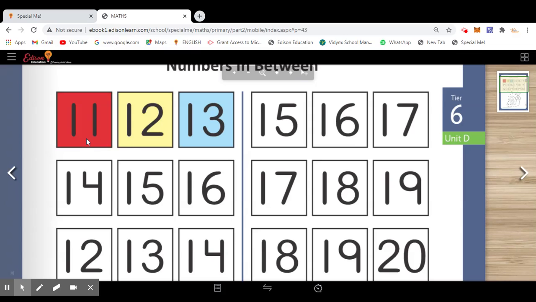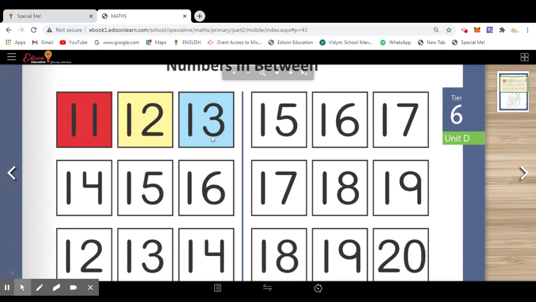So first of all, look at here. Here are three numbers written. This is number 11. 11, 12 and 13. So what comes before 12? Number 11. Number 11 comes before 12. And what comes after 12?